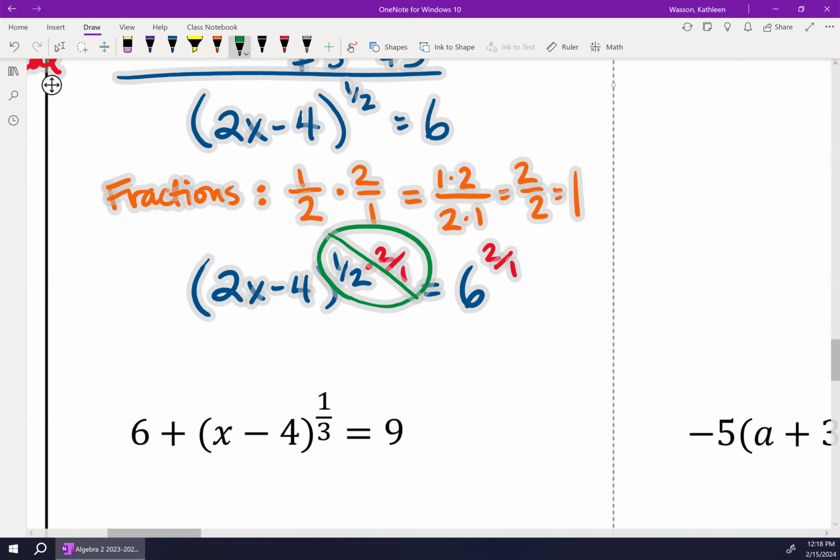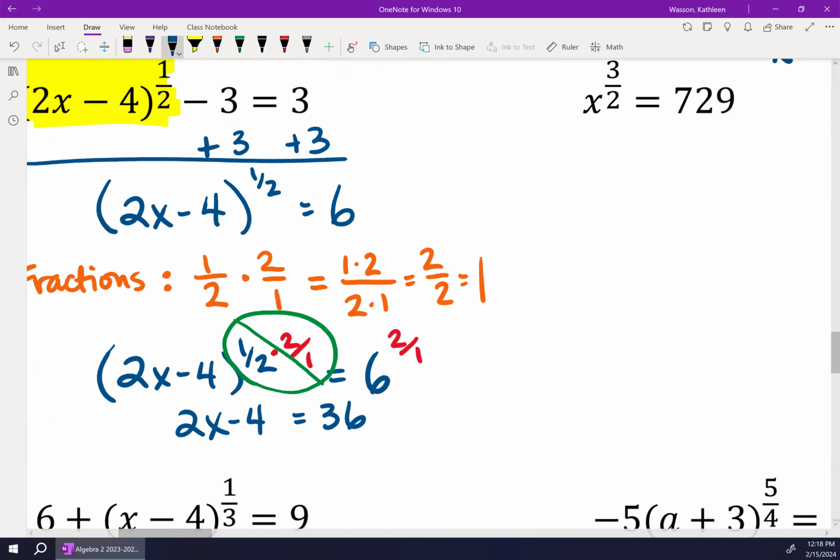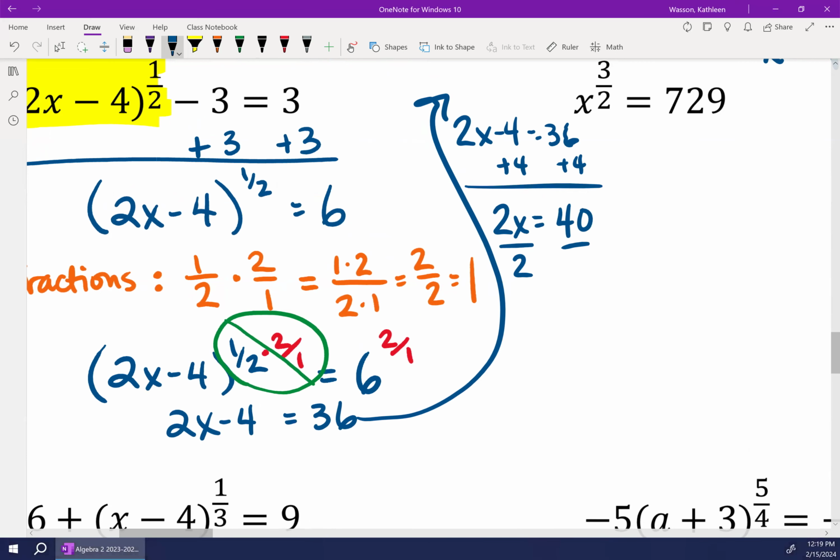So then I can finish solving my equation. I'll have 2x minus 4 equals 6 squared, which is 36. And I finished solving for the variable. Well, I'm going to take this up here. 2x minus 4 equals 36. So I add 4. I get 2x equals 40. So I divide by 2. And I get x equals 20. And then you can check yourself.